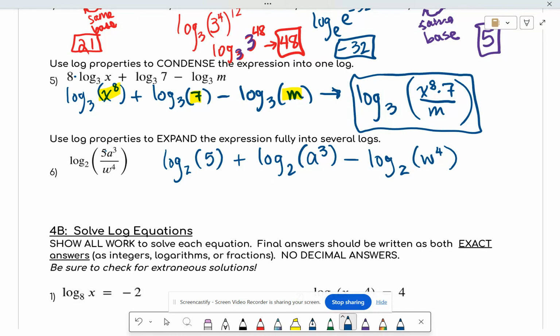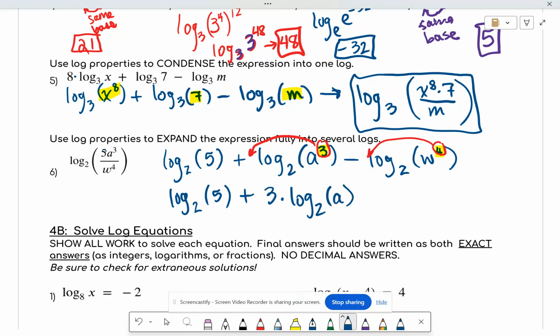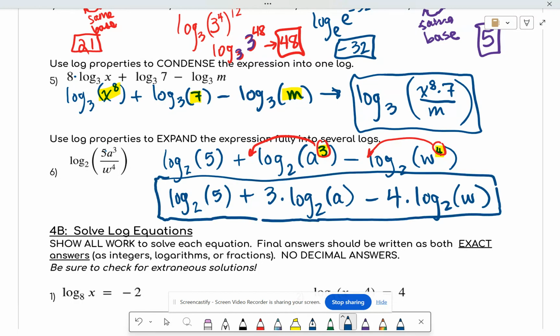And then we want to check our arguments, and if there's anything that is an exponent, we're going to pull that into the front as being multiplied in the front of just that log. So to expand this fully, we're going to do log base 2 of 5 plus 3 times log base 2 of a minus 4 times log base 2 of w. And that is my fully expanded form of that log.